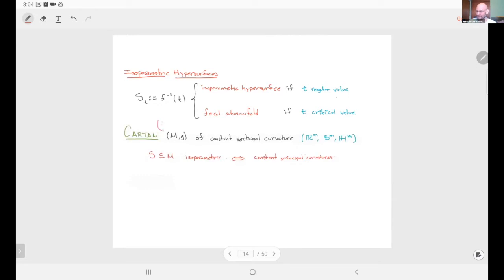Cartan, more or less in 1938, tried to classify all the isoparametric functions on spaces of constant sectional curvature. What is this? You fix Rm, the sphere, or the hyperbolic space. So a function, or equivalently a hypersurface in your manifold, is going to be isoparametric if it has constant principal curvatures. These are more or less the values where this curvature is well behaved, something like that.